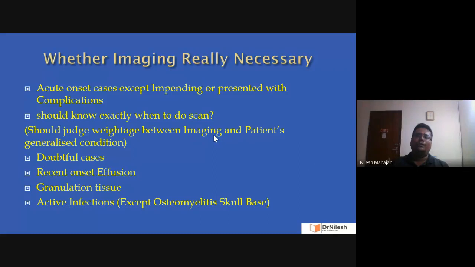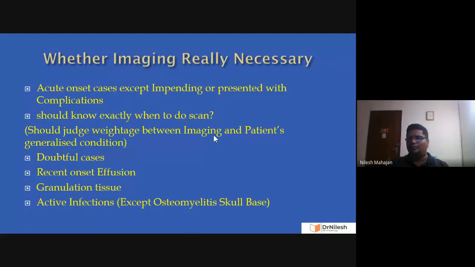And I told you, if doubt comes to your mind, it is better to avoid the scan and do it next time when you review the patient. Then recent onset effusion, as I told you, may create a false sense of extensive soft tissue in the temporal bone.